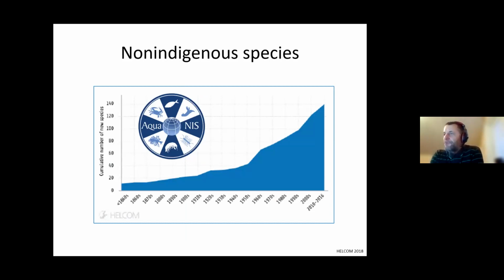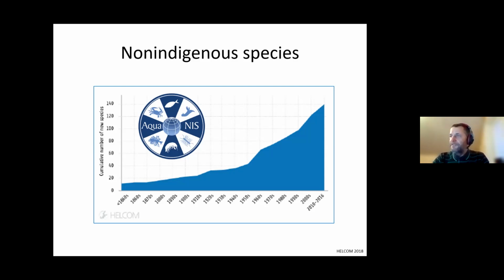Non-indigenous species, this is one of my favorite topics, so we could talk for hours here, but I only added two slides. This is a cumulative number of non-native species. Non-native species are those species which are brought into the Baltic Sea or new areas by humans only, meaning shipping, establishing canals, aquaculture activities, and so forth.